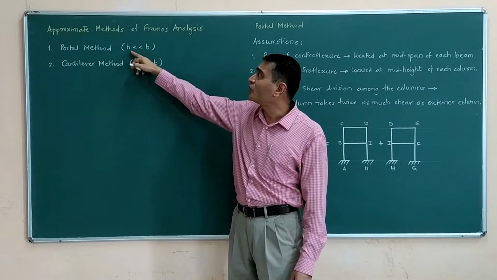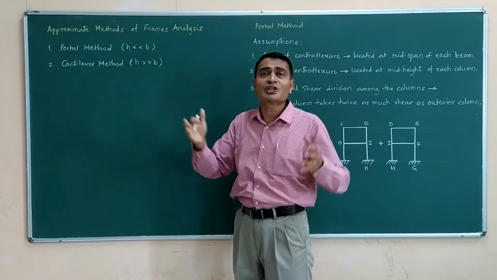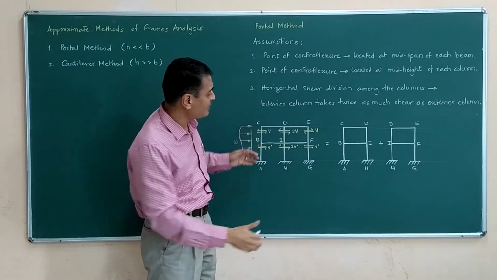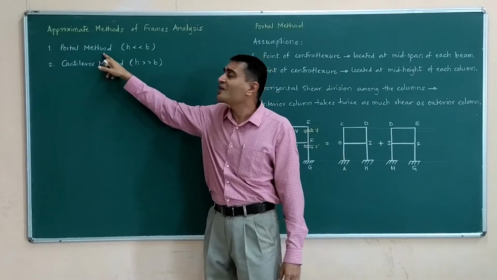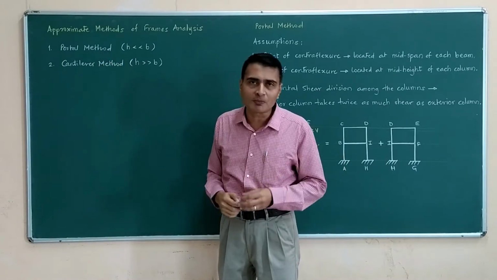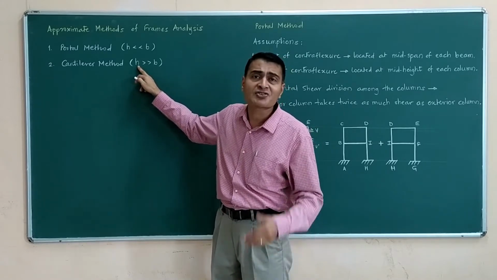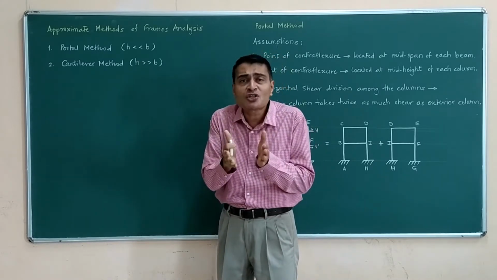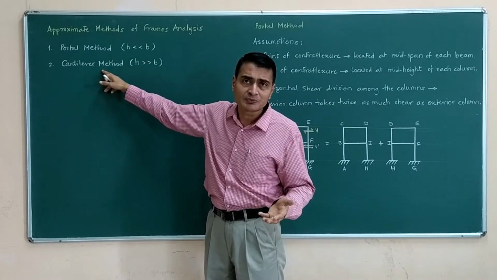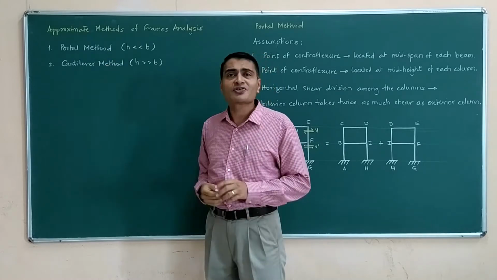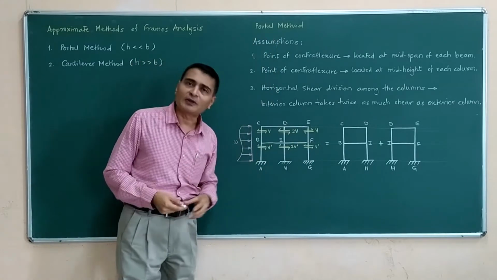In portal method, we observe that if height is relatively less than the breadth, that is, if this vertical dimension is small and horizontal dimension is quite large, then it is preferred to apply portal method. On the other hand, if we have a tall frame, that is, height is quite large and breadth is small, then it is preferred that we apply cantilever method. So what are these two methods? We will see one by one, starting with what is a portal method.